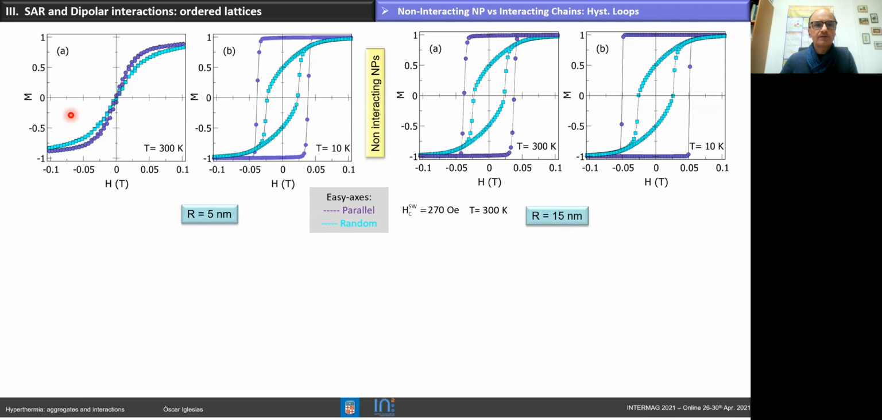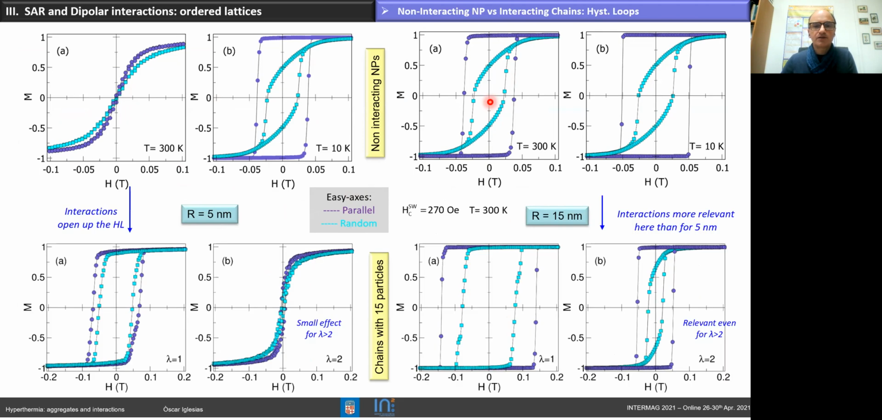To start with, we have here the results of non-interacting particles' hysteresis loops at different temperatures and two characteristic particle sizes, for easy axes parallel or randomly oriented. We see that the small particles at room temperature become superparamagnetic, whereas the bigger particles are in the blocked state and therefore have a sizable hysteresis loop area.